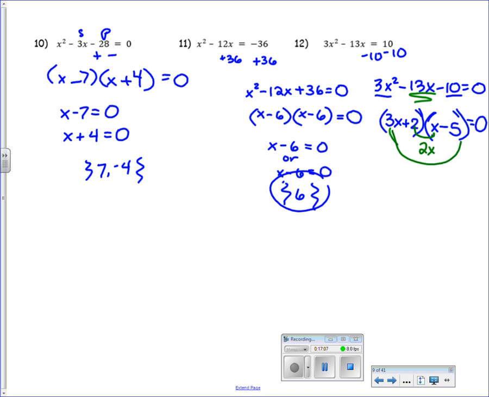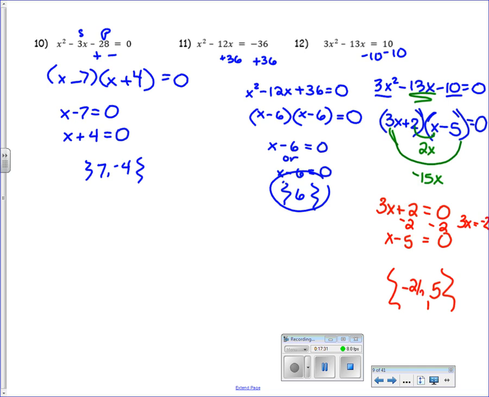Now I'm going to check this. I'm going to get negative 15x. Look, if I add these, I get negative 13x, which means this is the right factoring. So now I can actually solve it. So 3x plus 2 equals 0. x minus 5 equals 0. So the second equation is easy. That's just 5. This one, we're going to minus 2 and then divide by 3. So we'd get negative 2/3. So that's the hardest part of ones that can be factored.